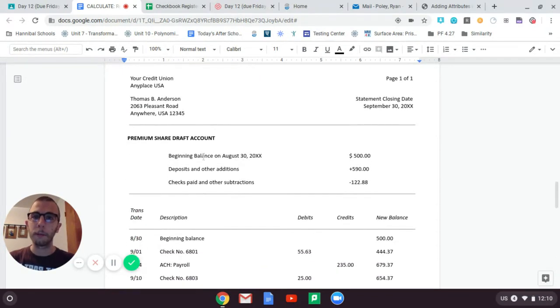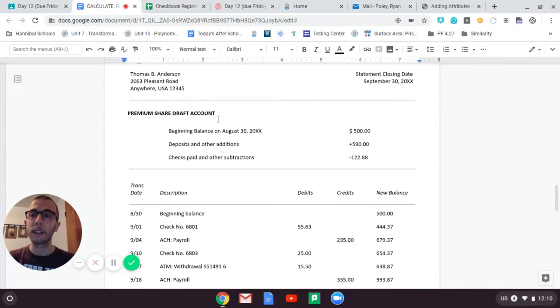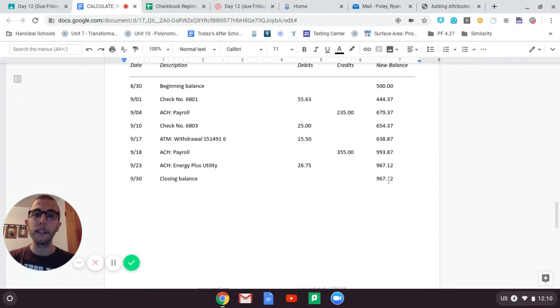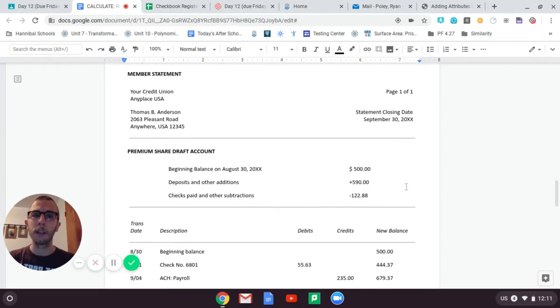Okay, so you'll see beginning balance on August 30th, just like we looked at above, that beginning balance before September 1st was $500. Then according to his bank, he had $590 in deposits and other additions, and $122.88 were checks paid out and other subtractions. So as far as his bank knows at this time, his balance is $967.12. That's his closing balance at the end of this statement period. $967.12.